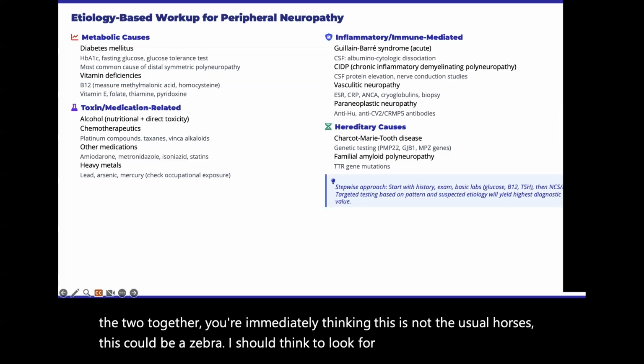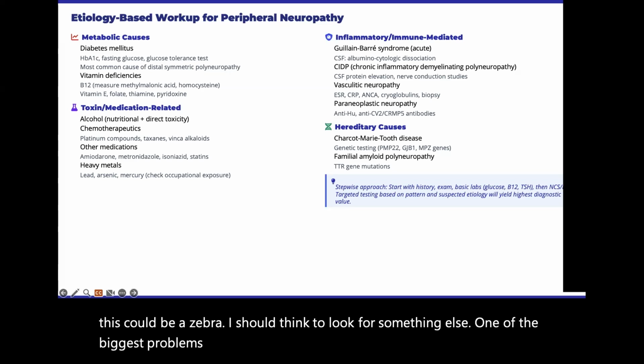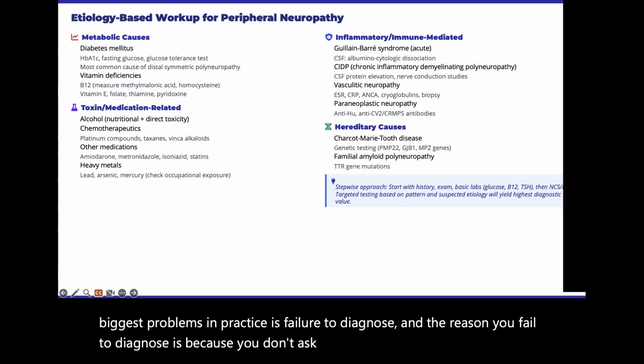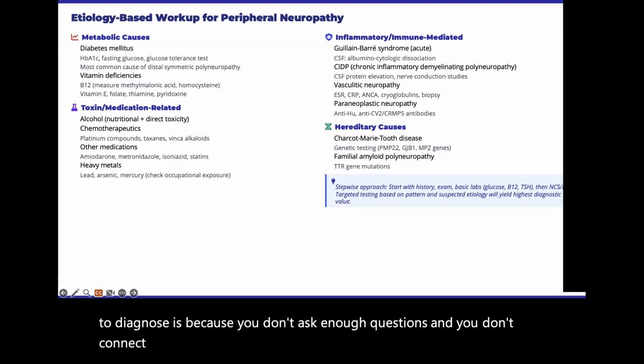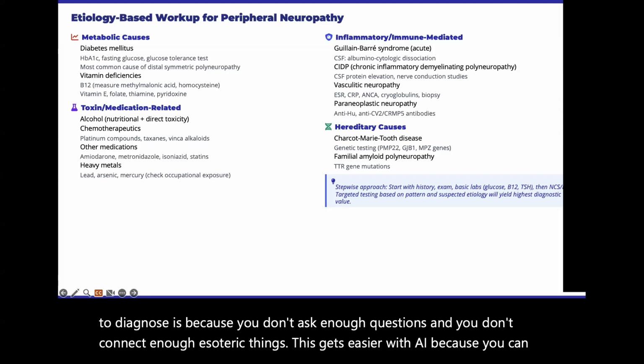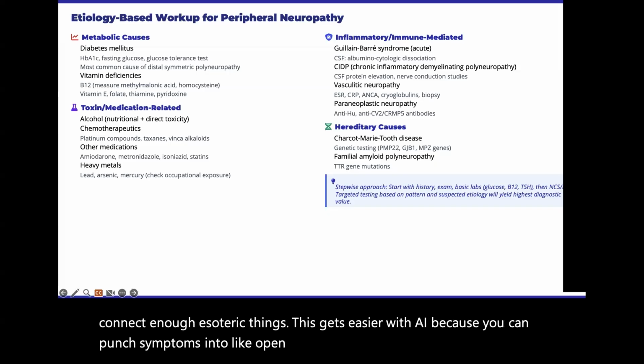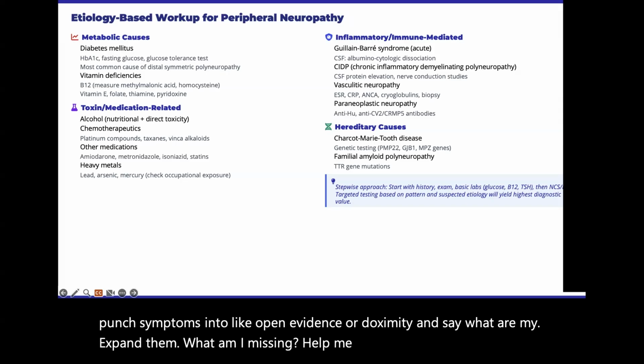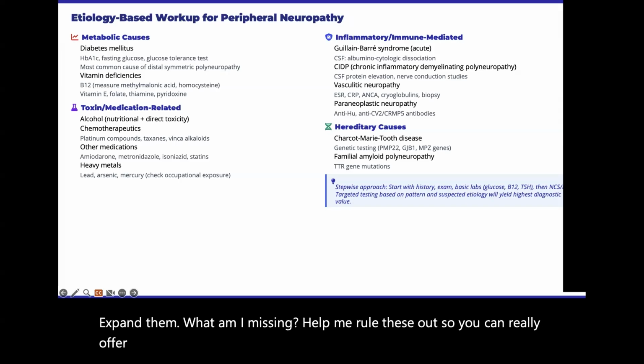One of the biggest problems in practice is failure to diagnose. And the reason you fail to diagnose is because you don't ask enough questions and you don't connect enough esoteric things. This gets easier with AI because you can punch symptoms into something like OpenEvidence or Doximity and say, what are my differentials? Expand them. What am I missing? Help me rule these out. So you can really offer the patient a good map.